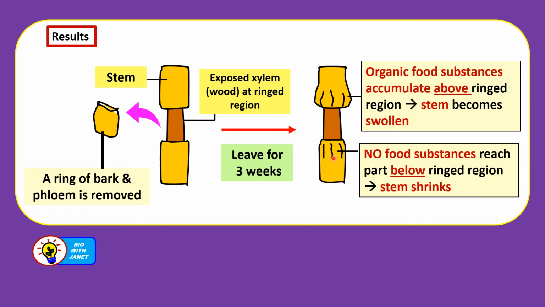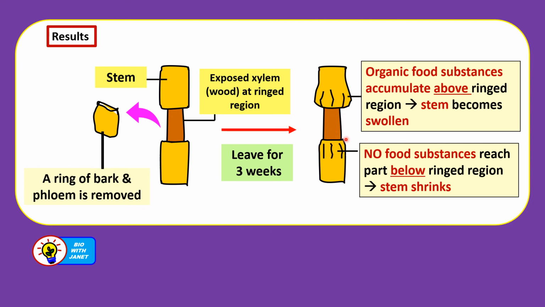And then the part below the ringed region shrinks instead. So what's the reason for this? No organic food substances have reached the lower part because they could not be transported across here, since the phloem tissue has been removed. So the phloem is responsible for transporting the organic food substances from the top to the bottom.